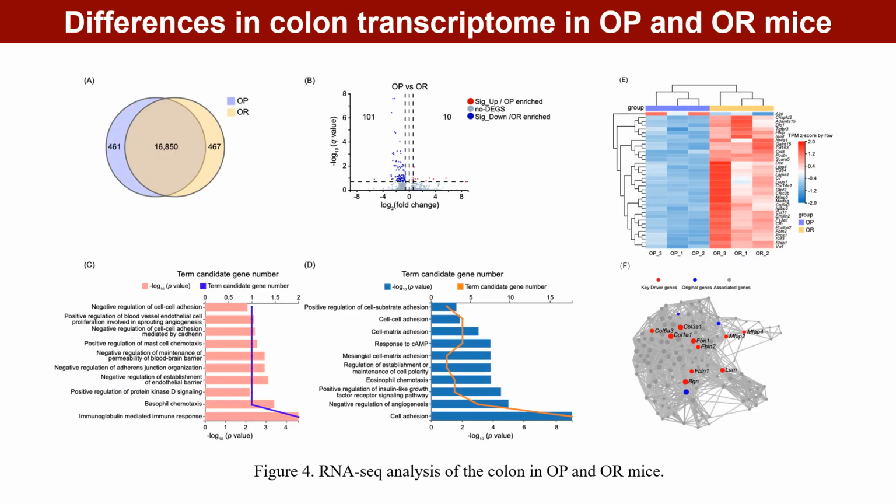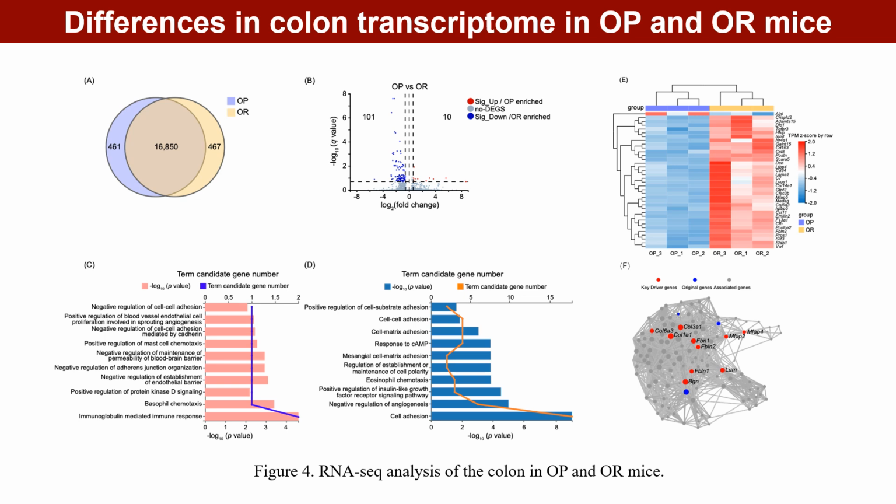Do the phenotypic differences in obesity correlate with changes in gene expression? Transcriptomic analysis revealed that OP mice exhibited upregulation of genes associated with immune activation and gut structural damage, whereas OR mice showed upregulation of genes related to cell adhesion and gut barrier integrity.